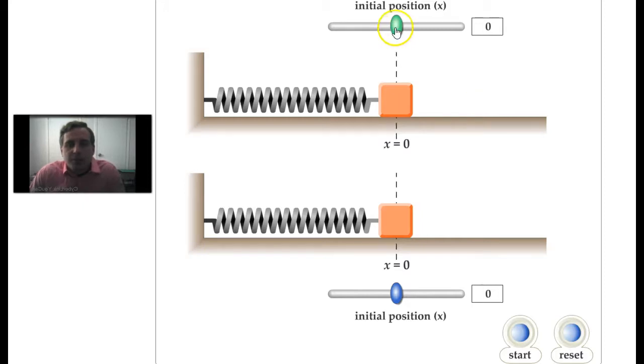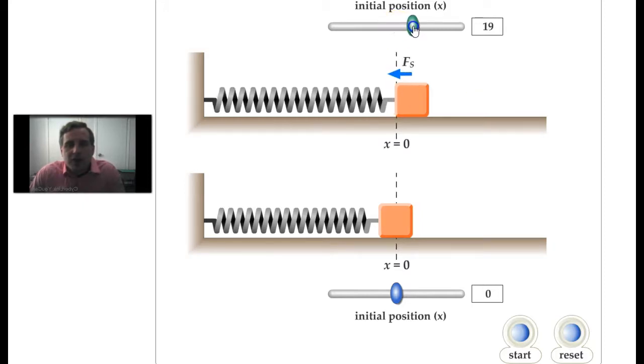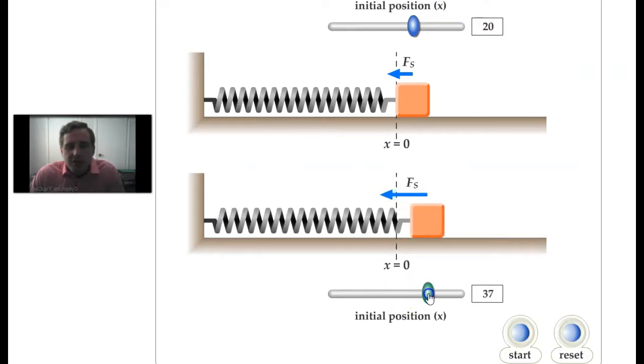Let's set the initial position of the first mass to, I don't know, let's call it 20, whatever that means, maybe 20 centimeters. So that would be 0.20 meters in SI units. And let's set the initial position of the second mass to 40 centimeters.